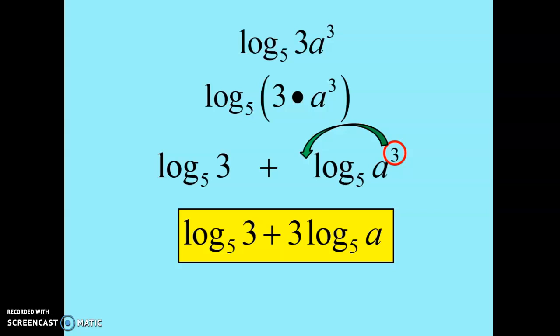And that's your answer. So if you have a log problem and you're supposed to expand it and you have an exponent in that log problem, that exponent has to become a coefficient.